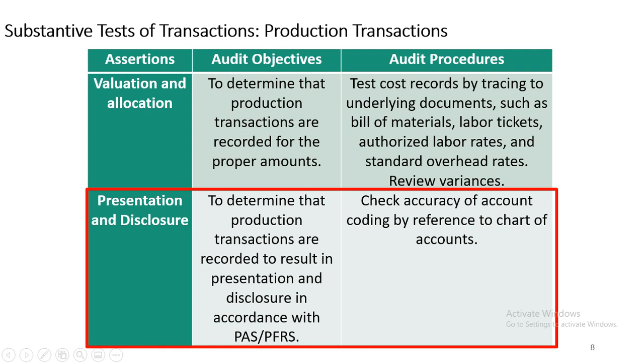In terms of presentation and disclosure, you're going to check the accuracy of the account coding, so the correct presentation of the account title with reference to the chart of accounts. And you're also going to check any disclosure requirement needed, and also the financial statements. So these are the different substantive tests of transactions under production transactions.